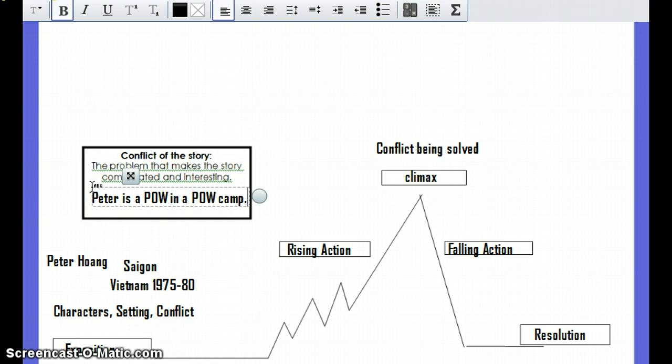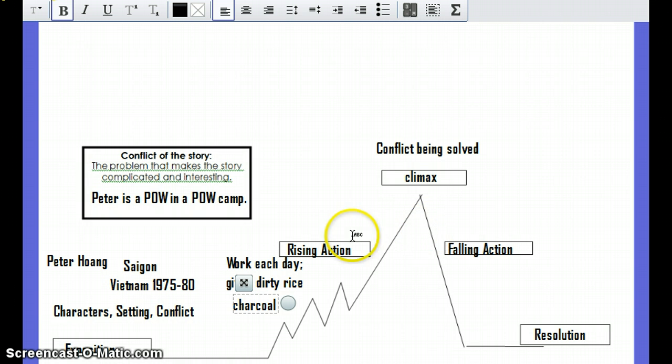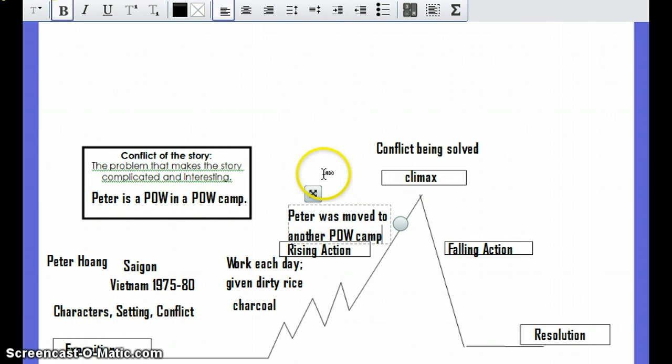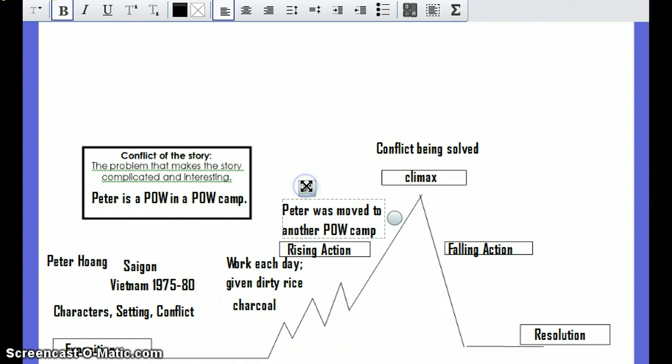So here we have, in their first prisoner of war camp, they were treated pretty poorly. They basically worked each day. They were given dirty rice. You can even mention the charcoal, where he had to use the charcoal in order for him not to get sick. We can talk about that later. Now, a lot of you put the climax as it kept building, and of course he was moved to another prisoner of war camp. And so here, we thought he was going to get out, but it gets more complicated because he's been moved again. We still don't know if he's going to make it out alive.